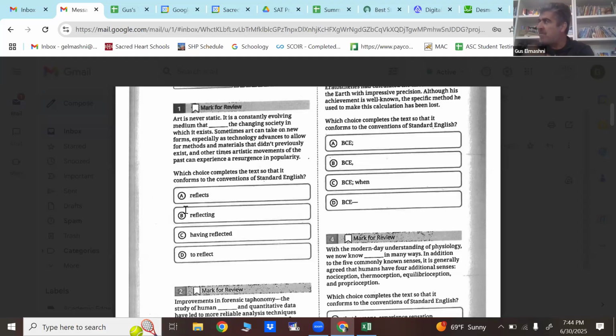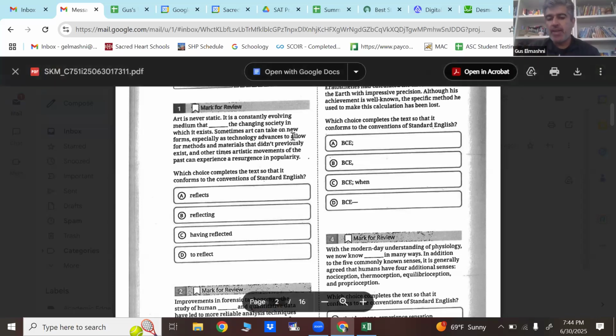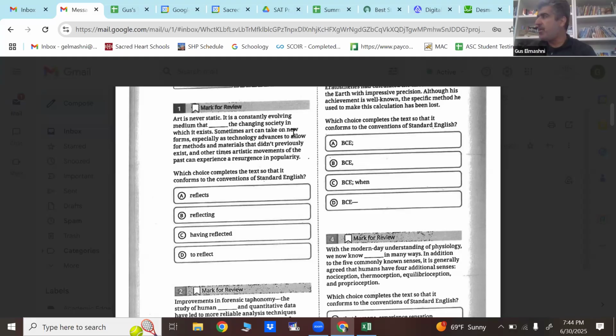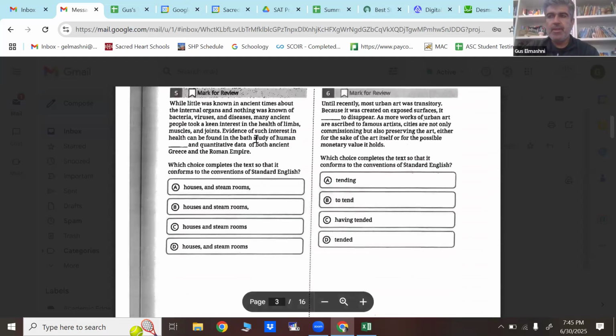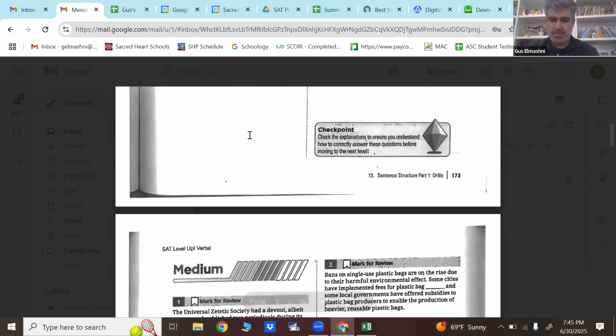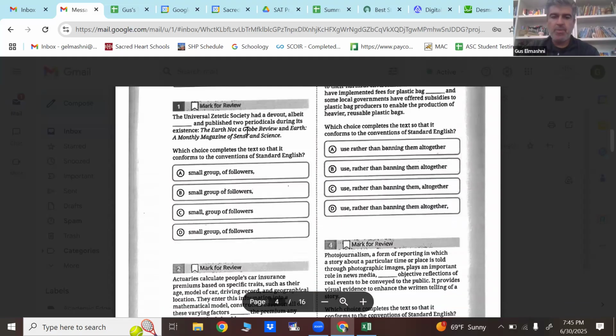Also, it is, and so it needs reflects. It has to be singular, reflects. If they have reflects versus reflect, then clearly they're testing some verb agreement. So we want a singular verb. So we want to say reflects, because it is. Correct. Yes. Okay, let's do medium.